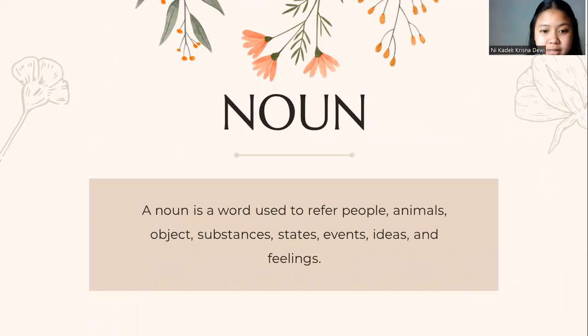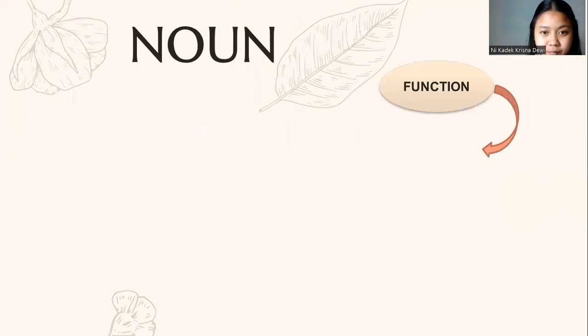Noun. Noun is a word used to refer to people, animals, objects, substances, states, events, ideas, and feelings. Nouns have some functions. First, subject of a verb. The noun is the subject of the sentence, usually located at the beginning of a sentence and in front of the verb itself. For example, the book is on the table.